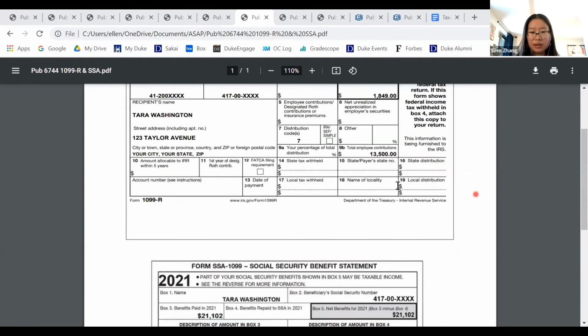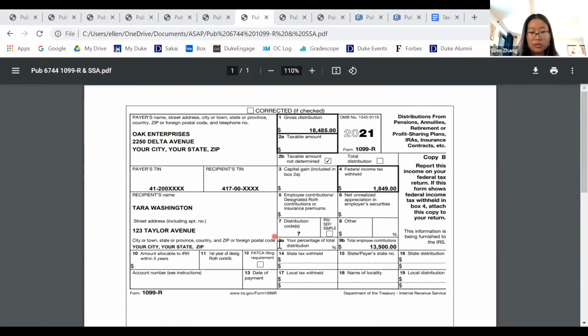Actually, before we do that, I want to talk a little bit more about the distribution codes. In box 7, I forgot to put another example for this, but if you see a distribution code of 1 in box 7 for your 1099R, that means that you took an early distribution out of your retirement savings, usually maybe a 401k or an IRA, which is an individual retirement account. If you take an early distribution, you usually face around a 20% penalty for withdrawing too early.